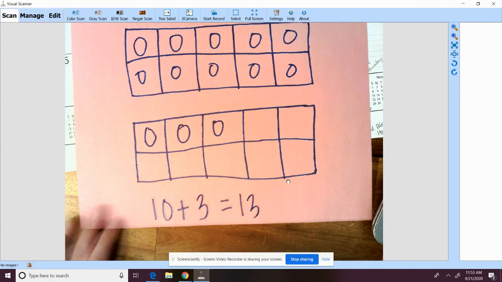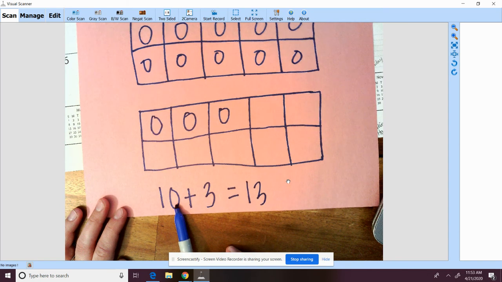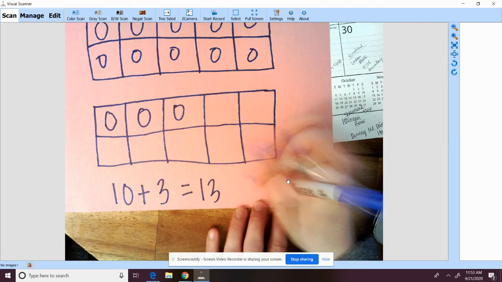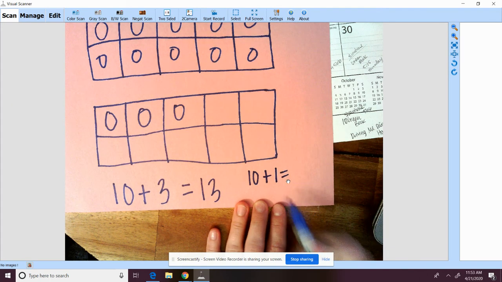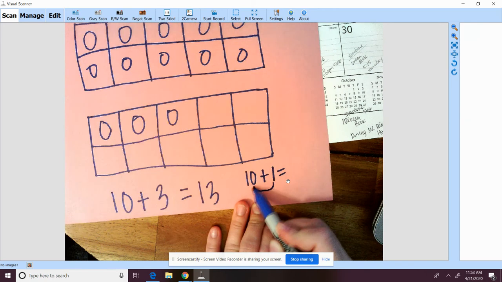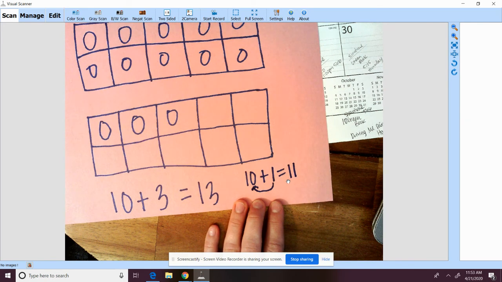And one little trick, kindergarten, if you're adding anything with 10, do you see how they're just replacing this 0 with a 3? So here they're taking out the 0 and they're plugging in the 3. So anything plus 10, for example 10 plus 1, if you take this 1 and you plug it into where the 0 is, you'd get 11. Kind of an easy way to check your math today.